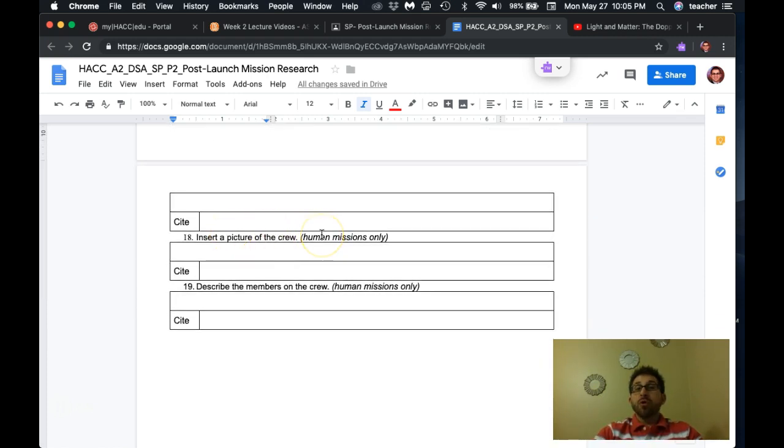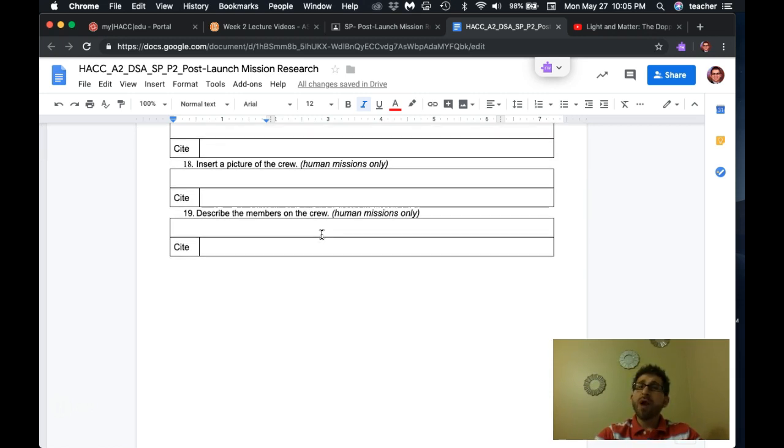Insert a picture of the crew. If it's a human mission, like the Apollo missions, I want to know who are the astronauts. Who are the people who are on board? Describe who those people are for human missions.